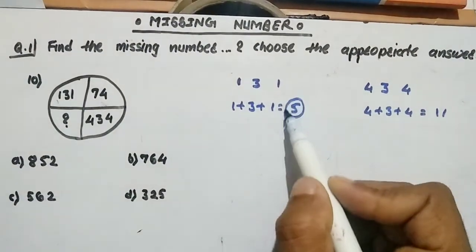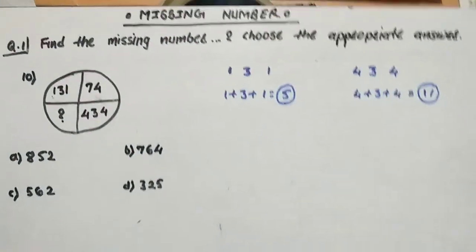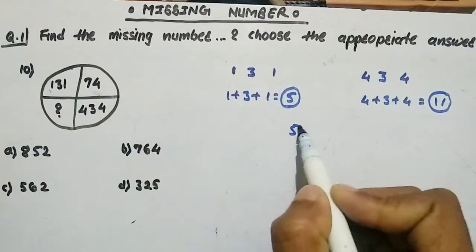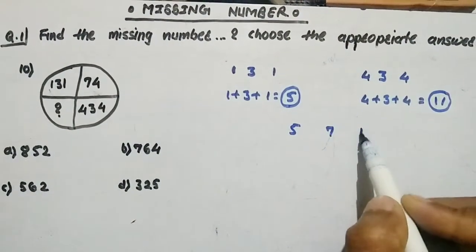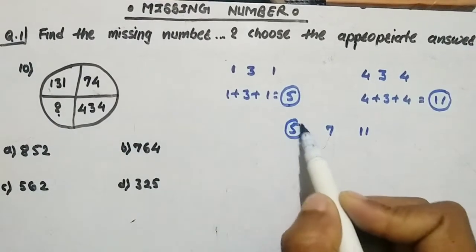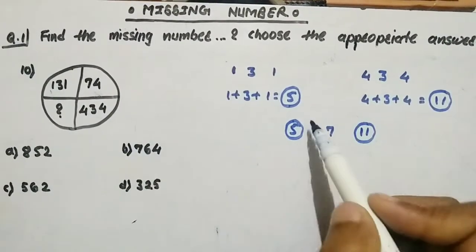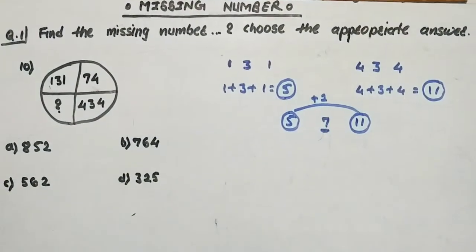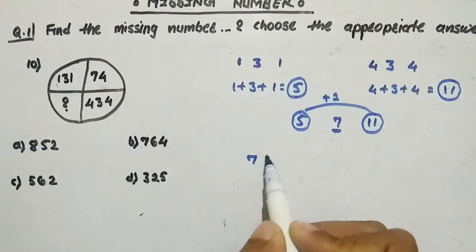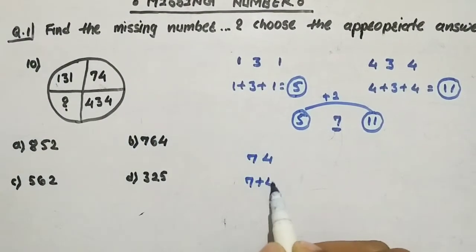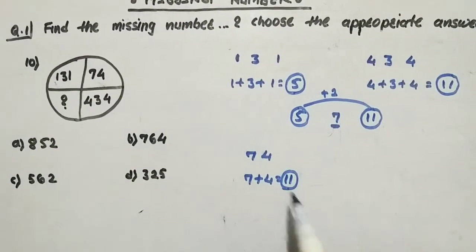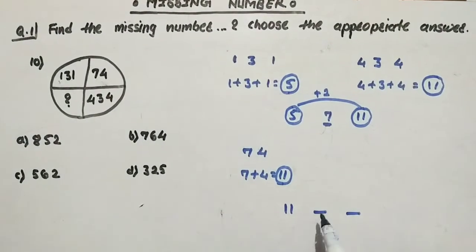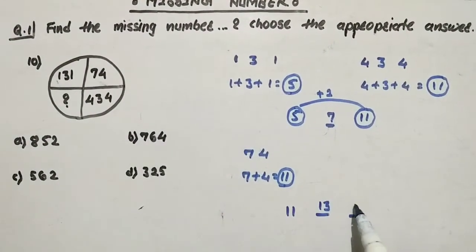Here 5 came, here 11 came, right. So 5 is a prime number, 11 is a prime number. After 5, 7 is the next prime number, and after that comes 11. So that is the first prime number and that is the third. So missing is one prime number, we skip one prime number, right? So here 74, 7 plus 4 is 11. So here 11 will come. After 11 we have to skip one prime number and take the third prime number. So after 11, 13 will come, after 13, 17 will come.